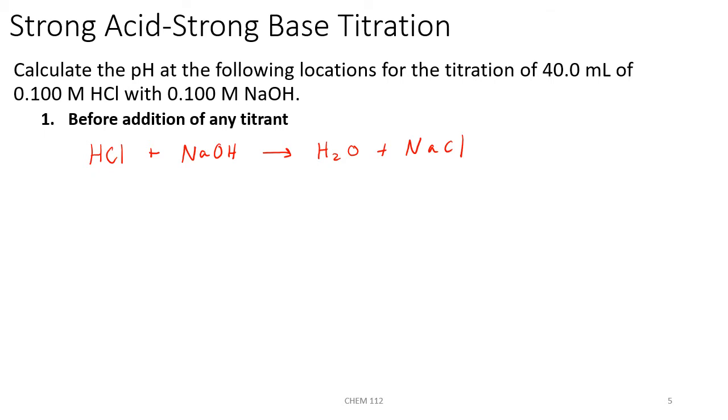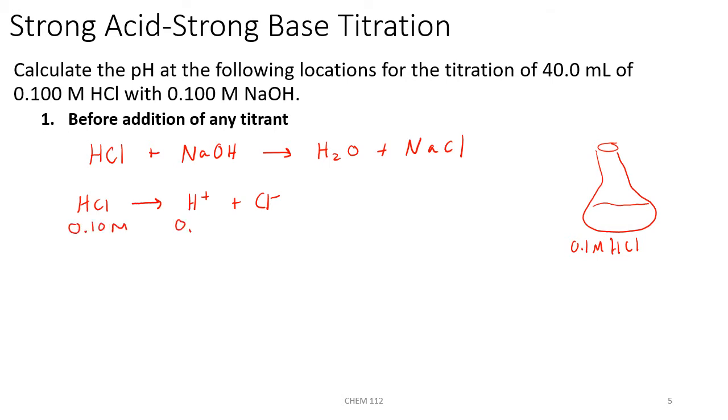So before we've added any titrant, all we have in our Erlenmeyer flask initially is just a solution of HCl. And we're told that we have a 0.1 molar HCl solution. HCl is a strong acid, so that means that it's present entirely as hydrogen ions and chloride anions swimming around. And with strong acids and strong bases, we can use stoichiometry in order to figure out the molarity of the hydrogen ions. If our molarity of hydrochloric acid is 0.1 molar, then the molarity of the hydrogen ion must also be 0.1 molar, and the molarity of the chloride ion must also be 0.1 molar.